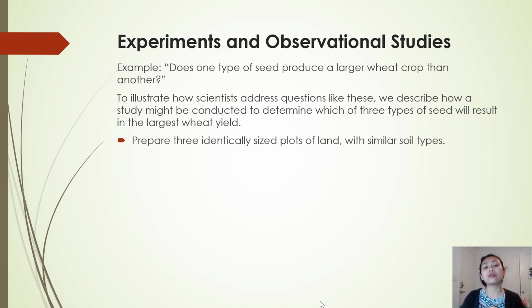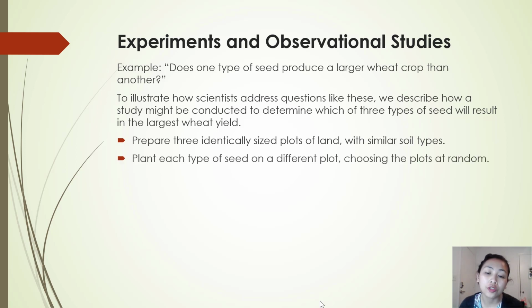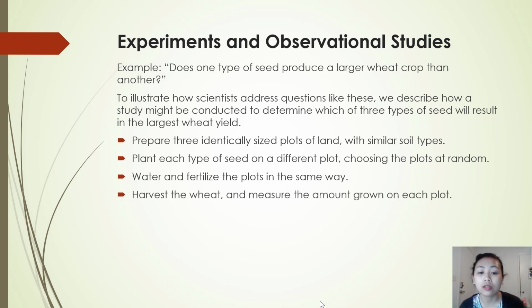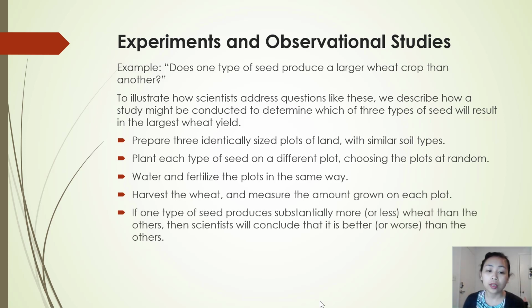We prepare three identical plots of land with similar soil types, and then we plant each type of seed on a different plot, choosing the plots at random. Then we water and fertilize the plots in the same way, and harvest the wheat and measure the amount grown on each plot. If one type of seed produces substantially more or less wheat than the others, then scientists will conclude that it is better or worse than the others.